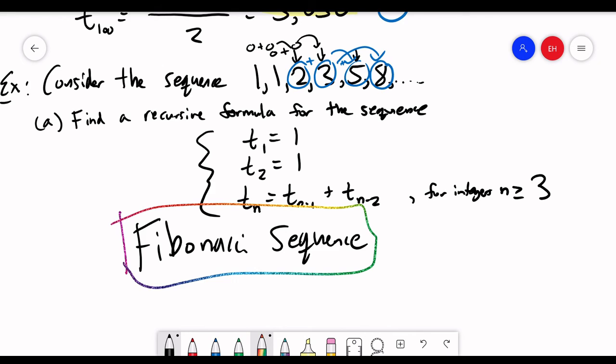He created some code based on this sequence, and it's used in The Da Vinci Code and a lot of famous mystery books.